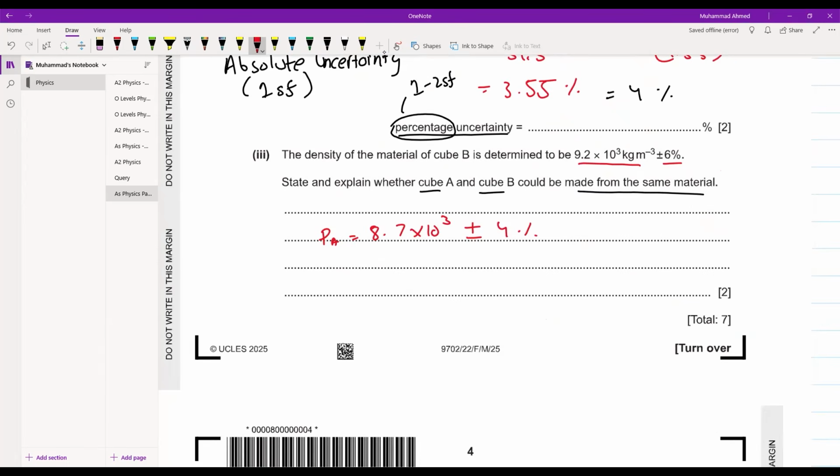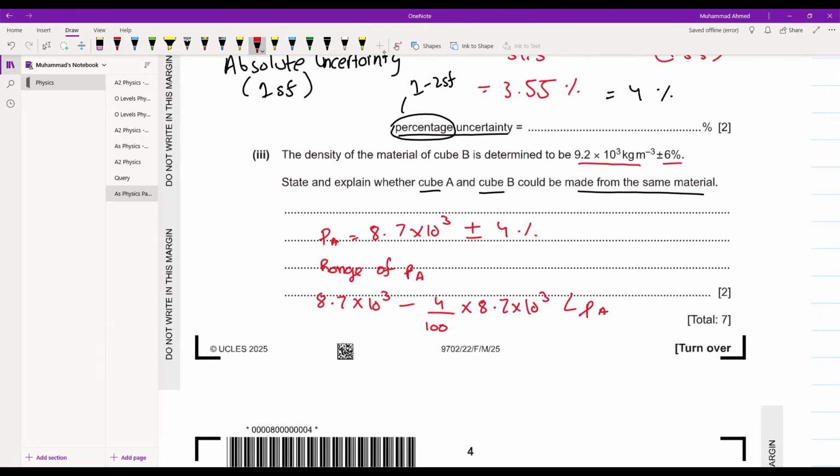Can I form a range for the density of A? Yeah, surely. Can I calculate the lower bound? Yes. 8.7 into 10 raised to the power of 3 minus 4% of this original density. 4 over 100 multiplied by 8.7 into 10 raised to the power of 3. This is the lower bound.